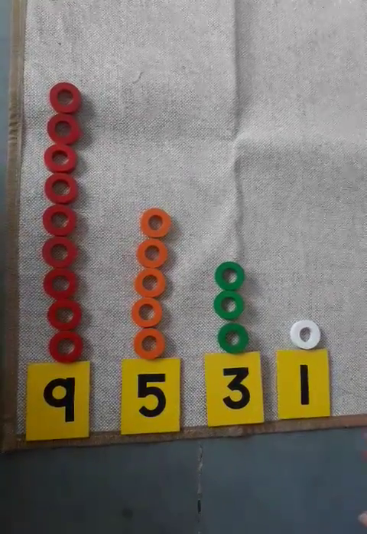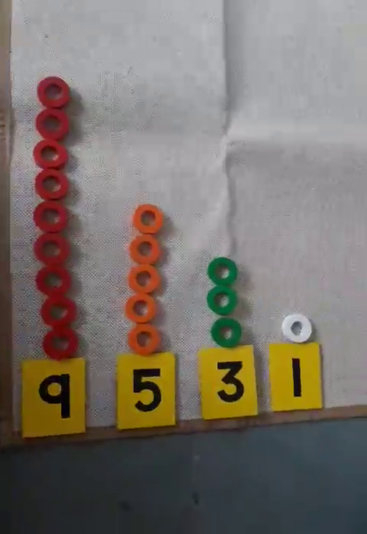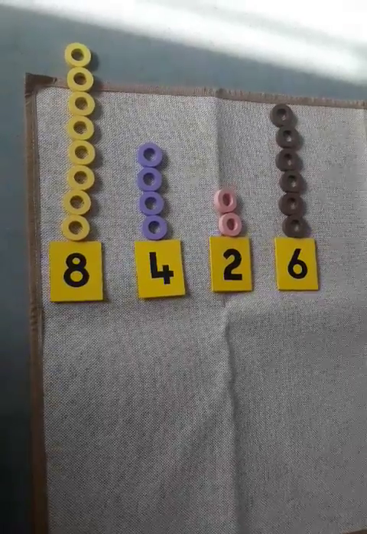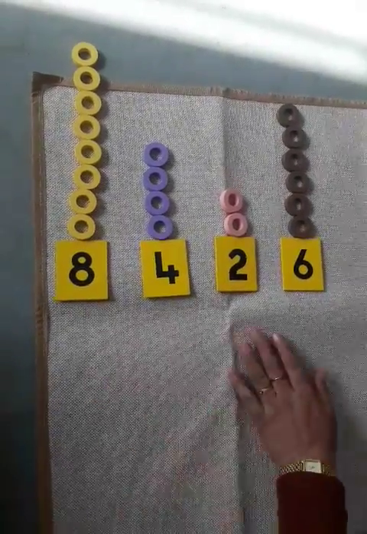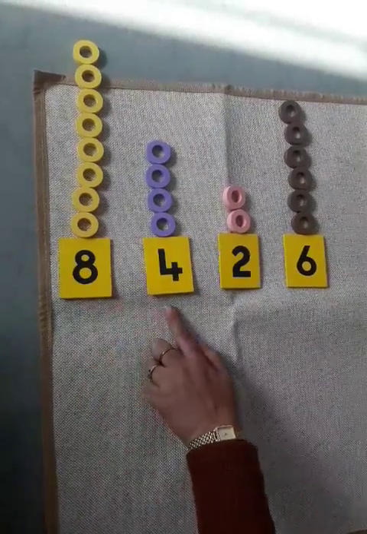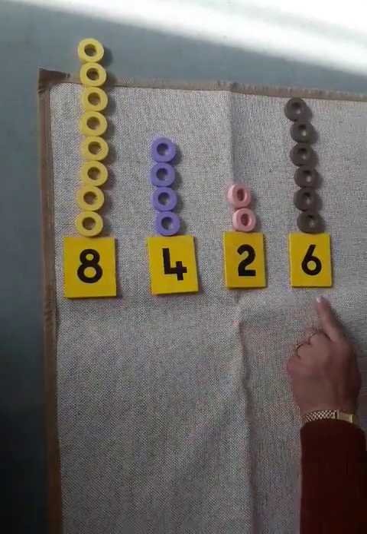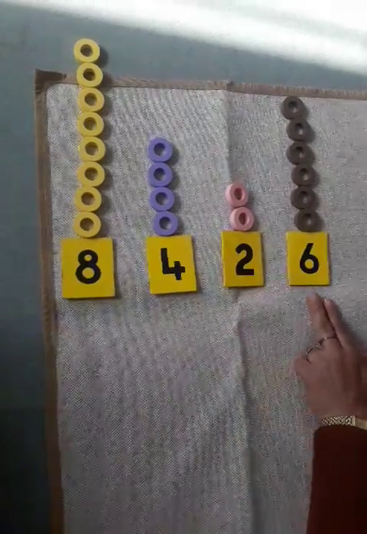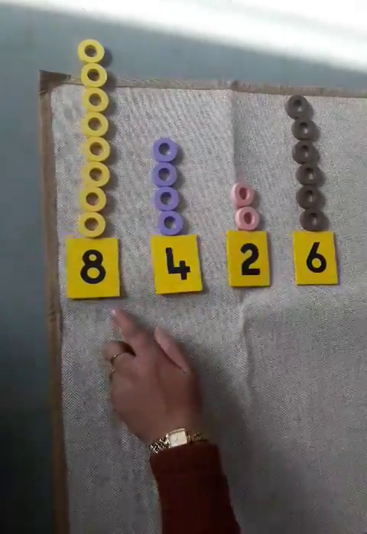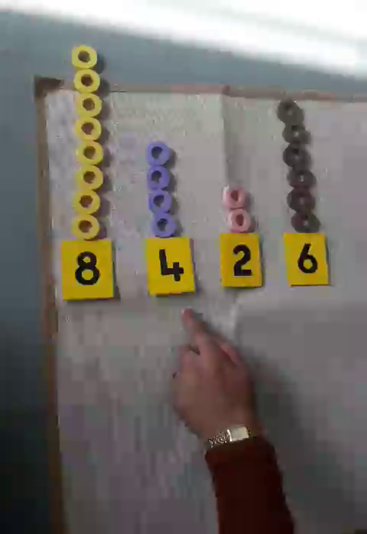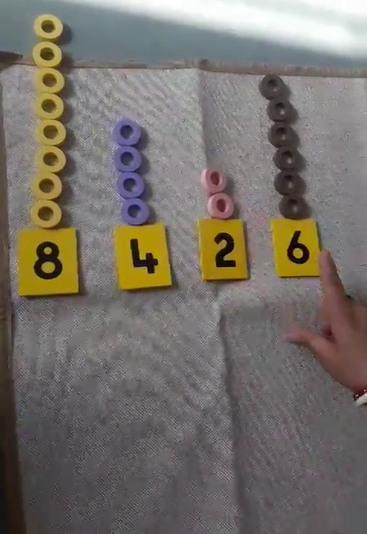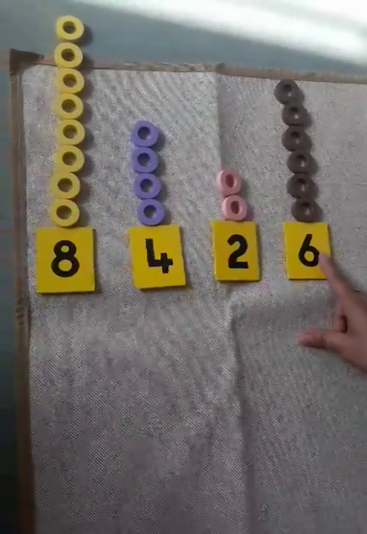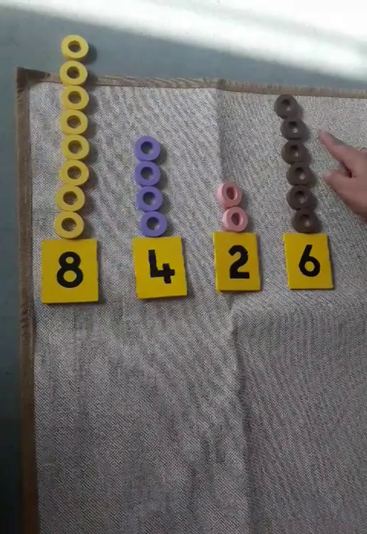Right kids, let's take another numbers. Okay kids, here we are going to take another numbers 8, 4, 2, 6. 8, 4, 2 and 6 with their quantity. Here are the 8 rings, 2 rings and 6 with the 6 rings.